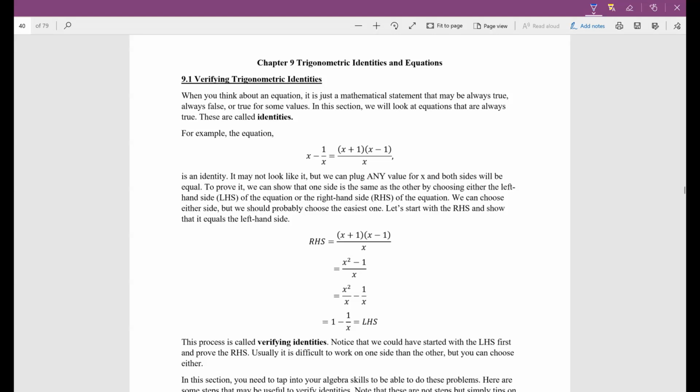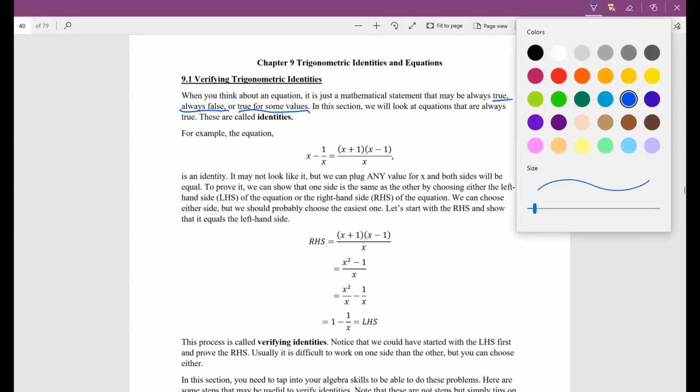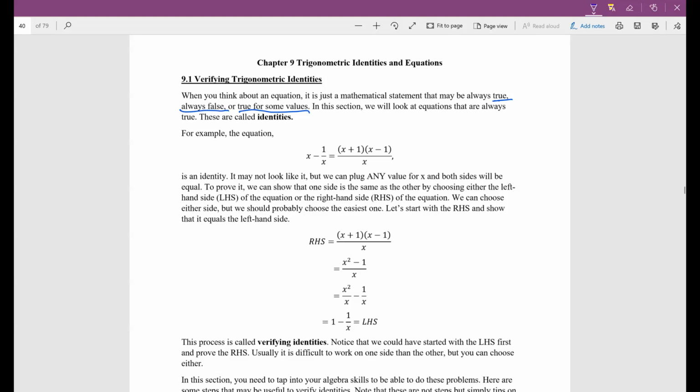So when you think about an equation, you can say that it is basically a mathematical statement that may have three different outcomes. It can always be true, it can always be false, or it can be true for some values. The ones that we're really going to look at in this particular section are equations that are always going to be true.